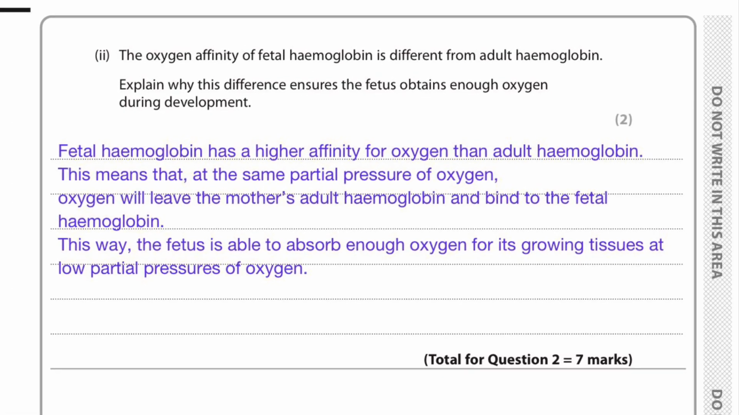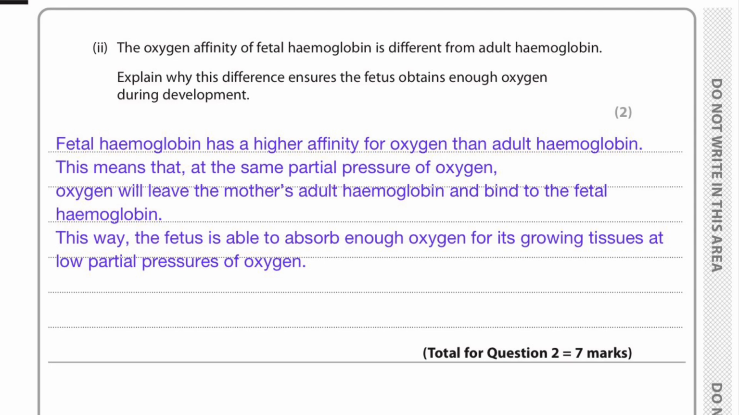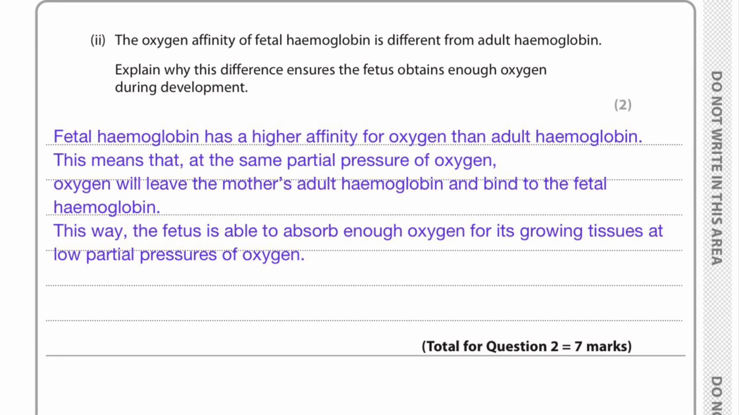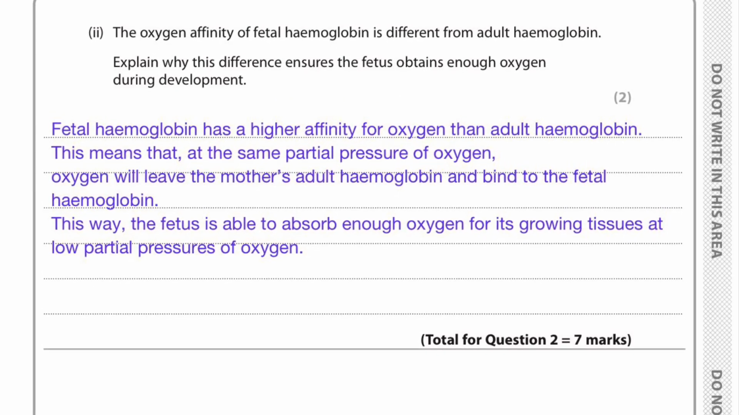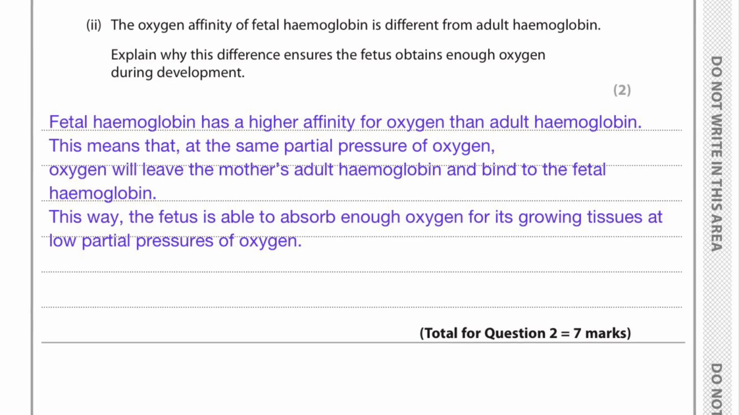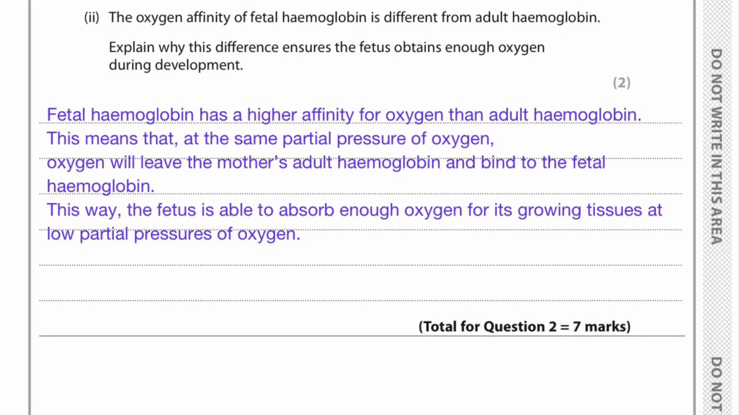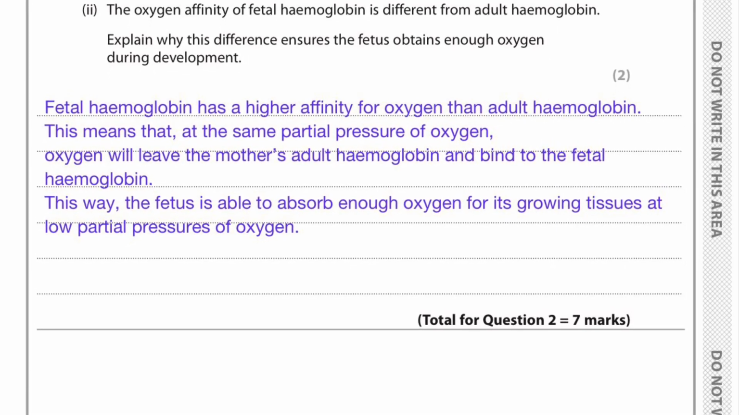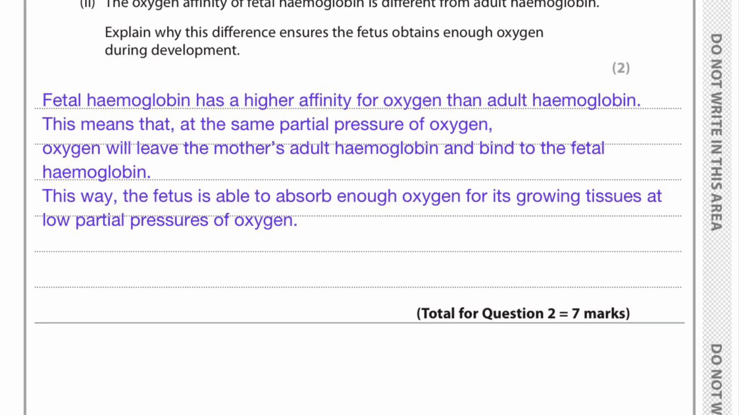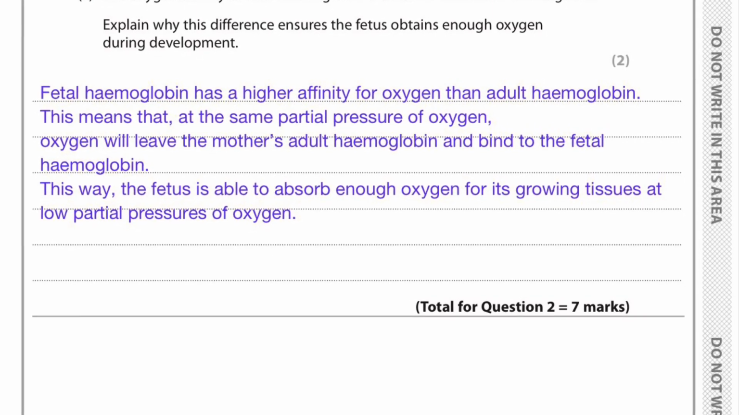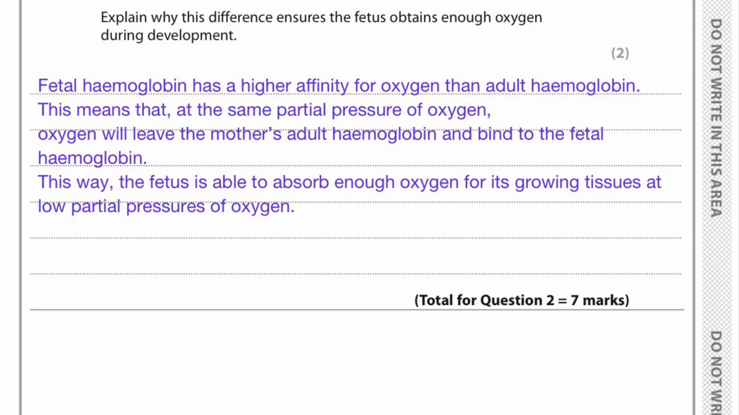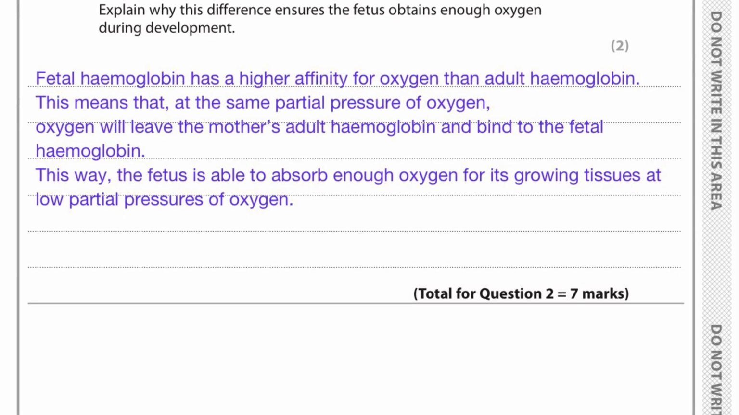Next, they say, the oxygen affinity of fetal hemoglobin is different from adult hemoglobin. Explain why this difference ensures the fetus obtains enough oxygen during development. So this part is asking us to think about how fetal hemoglobin helps the fetus get enough oxygen during development. So I said fetal hemoglobin has a higher affinity for oxygen than adult hemoglobin.